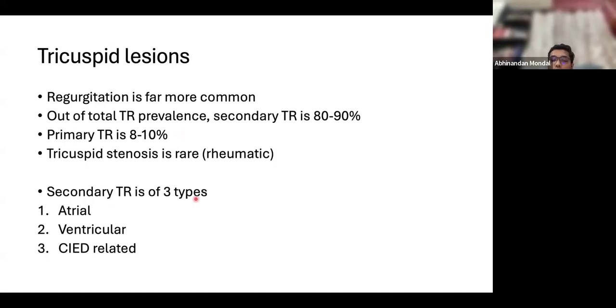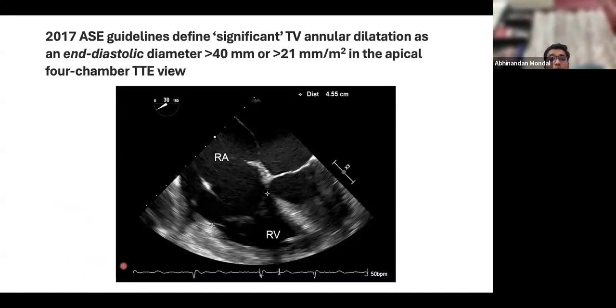So secondary TR is of three types. Either it's due to atrial pathology, due to ventricular pathology, that means RV, or any CIED related. What is CIED? CIED means any pacemaker leads, any ICD leads. These are the leads. If they are causing any TR, that is also called CIED related secondary TR.